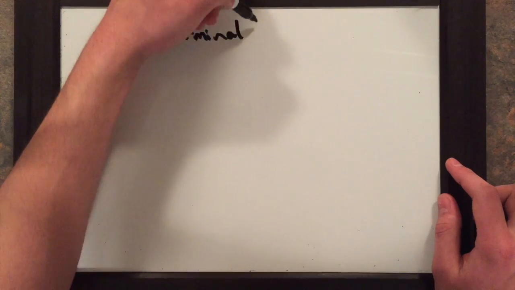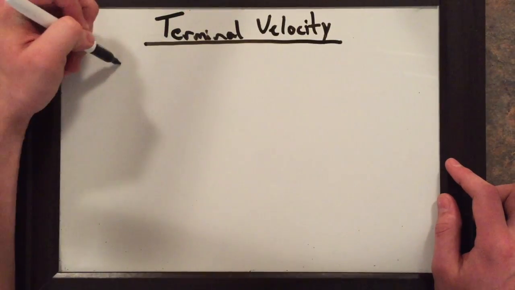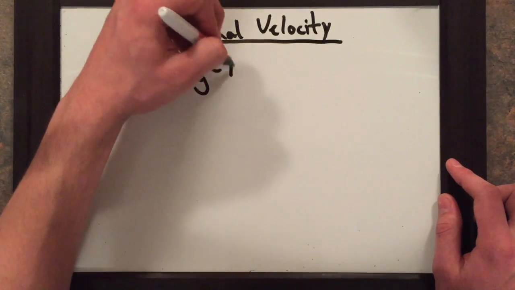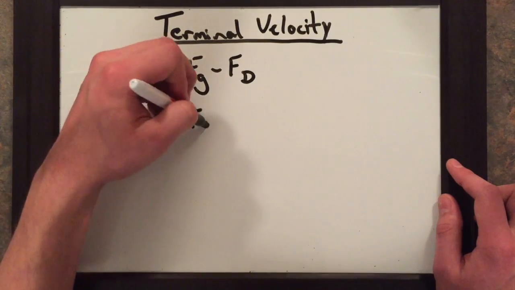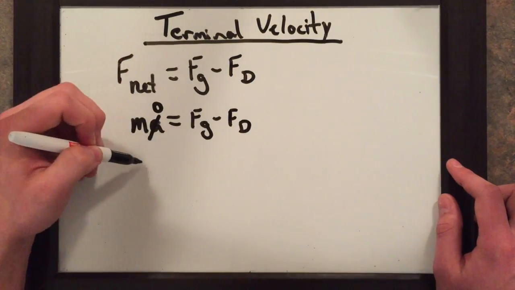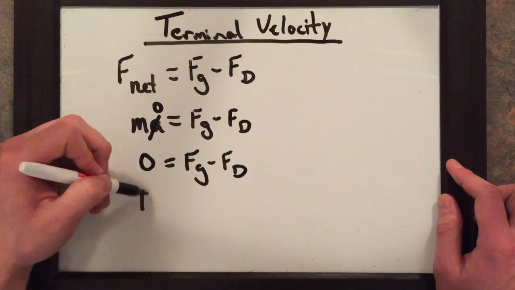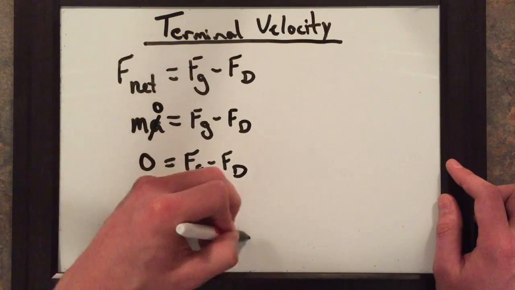Assuming that she's been falling for long enough that she has reached her terminal velocity, she will no longer have an acceleration, meaning that her F-net equation will be equal to 0. Because of this, Fg will equal Fd.